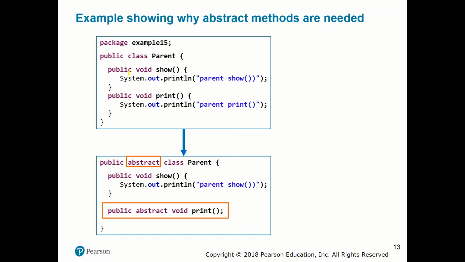Okay, here this is the parent class. In the previous page, the parent class has show and print methods. And because this print method is overridden in the child class, we don't have to write the body of the print method like this. So we can make this print method abstract like this, because we don't need the body of the print method. And if there is an abstract method in the class, the class must be declared as abstract. Okay? So this is why we need abstract method and abstract class.